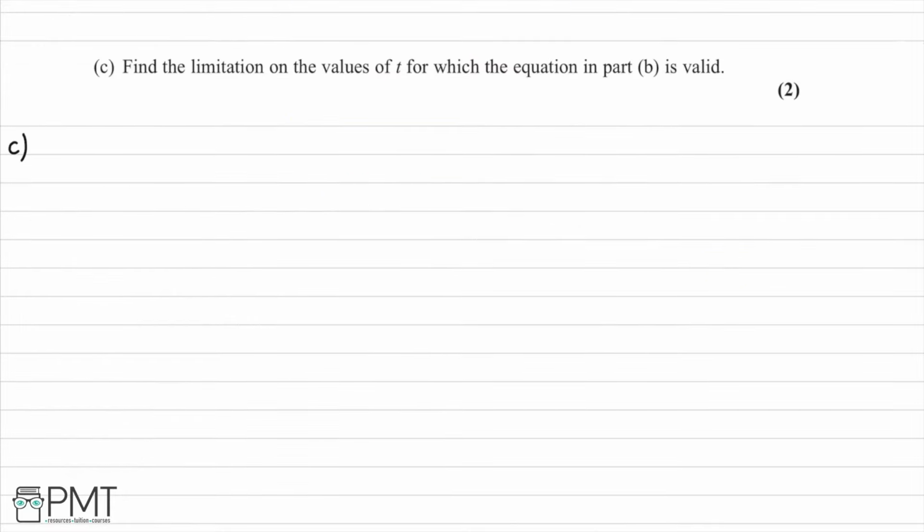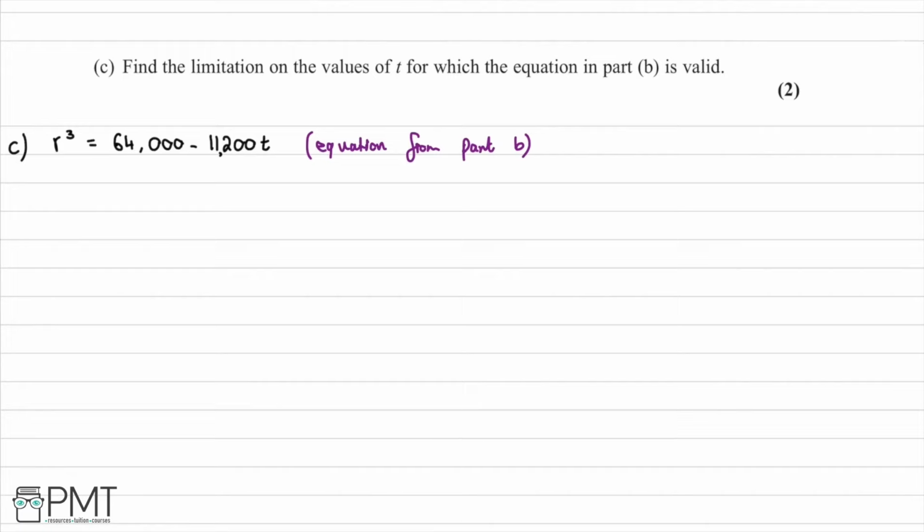So now in part C of the question, we're asked to find the limitation on the values of t for which the equation in part B is valid. So we'll recall that our equation from part B is r cubed is equal to 64,000, and then we're going to subtract 11,200 multiplied by t. So we'll just note down there that's our equation from part B.